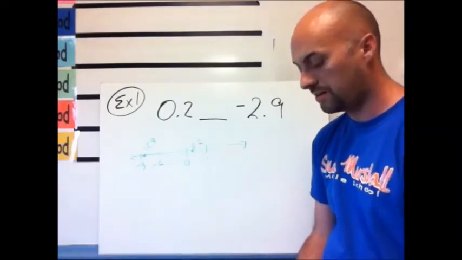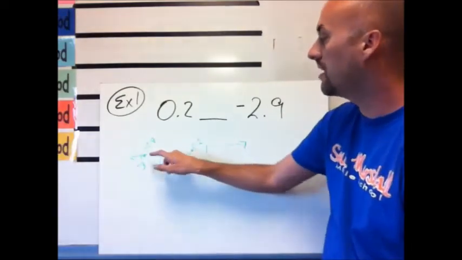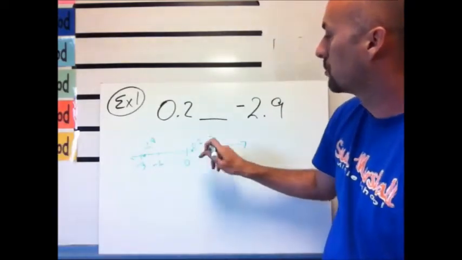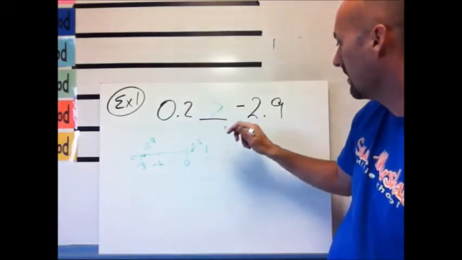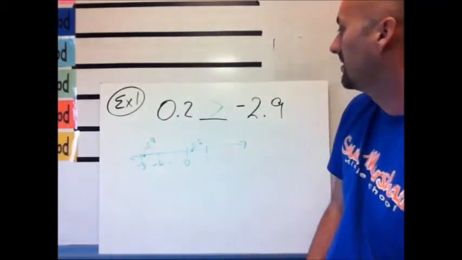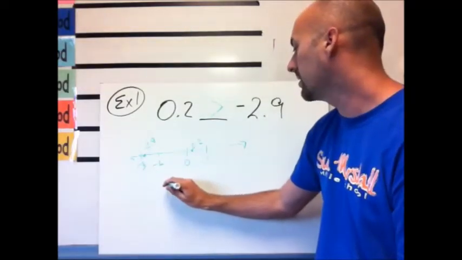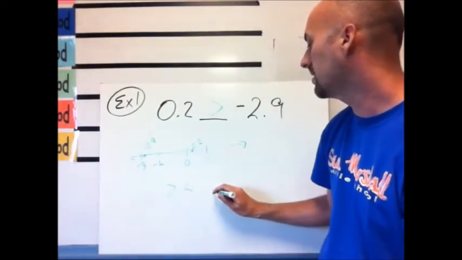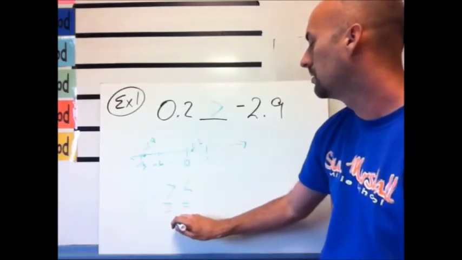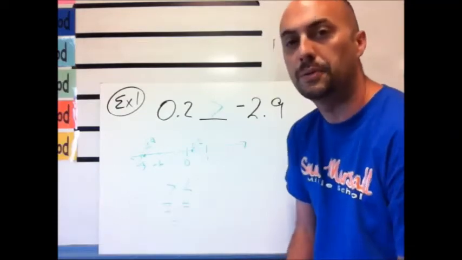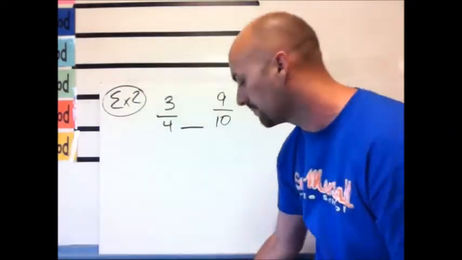Okay. Now I can say, okay, which one is to the left? That's my smallest number. And that one is, which makes this one greater. So I can say that 2/10 is greater than -2 and 9/10. And when we're comparing and ordering, we're saying, are they greater than, less than, greater than or equal to, less than or equal to, or are they just equal to? Those are our symbols that we will be using. So let's try another example of that.